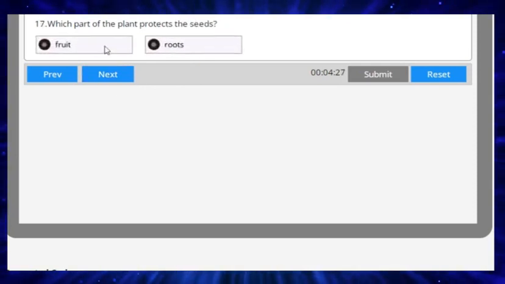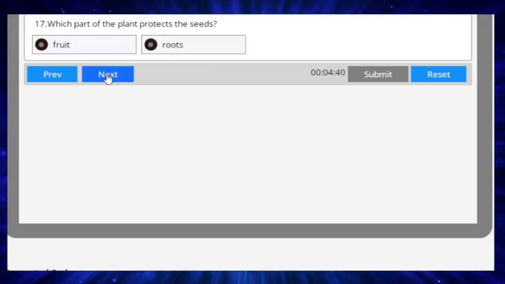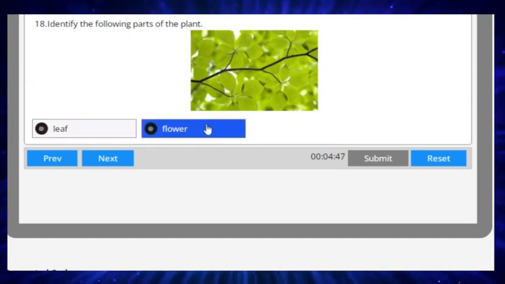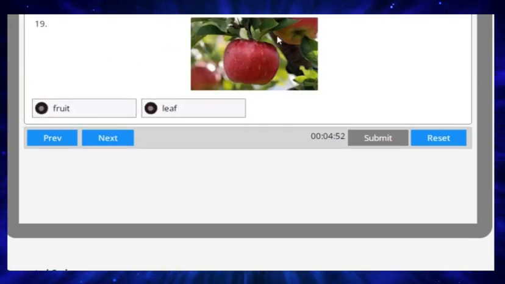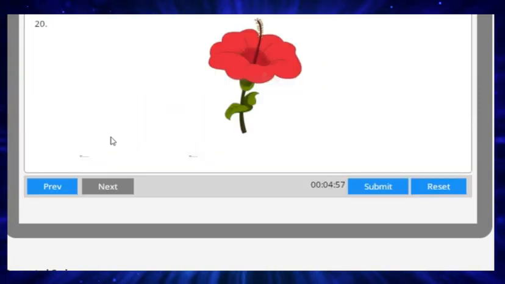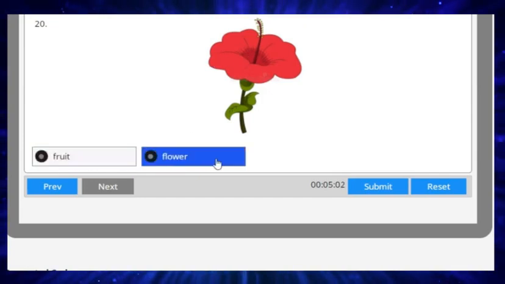Which part of the plant protects the seeds? Is it fruit or root? Next one. Identify the following part of the plant. Look at this part. Is it the leaf or the flower? This part, is it the fruit or the leaf? Number 20. This part, is it the fruit or the flower?